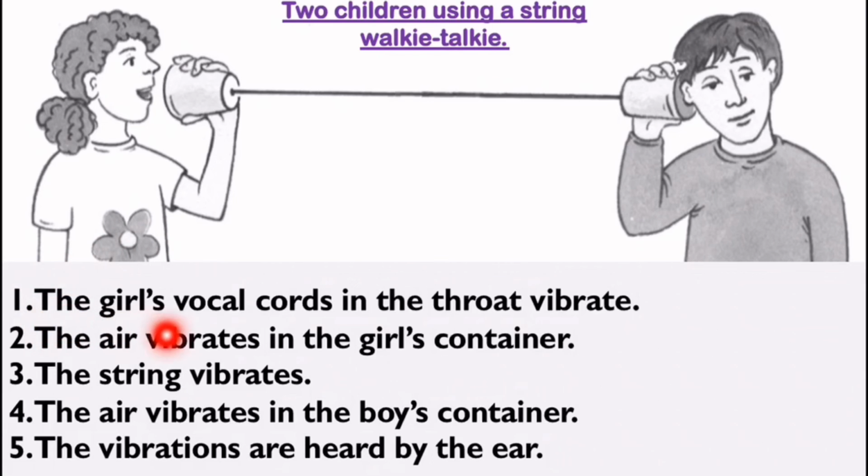The first step is the girl's vocal cords in the throat vibrate when she speaks. The second is the air vibrates in the girl's container. This first container starts to vibrate, and the air present in it. Then the string vibrates. The third step is the string starts to vibrate. The fourth is the air vibrates in the boy's container. In this container, the air also starts to vibrate, and in the end the vibrations are heard by the ear.